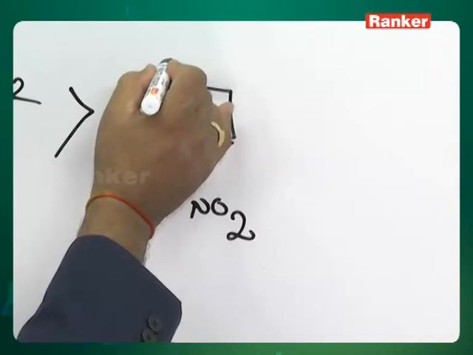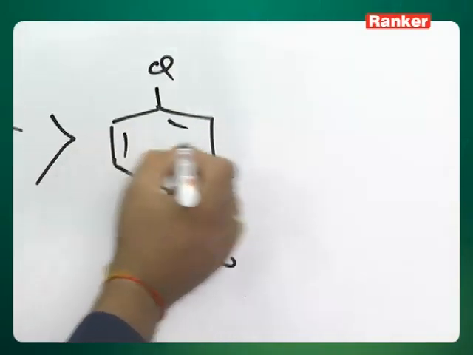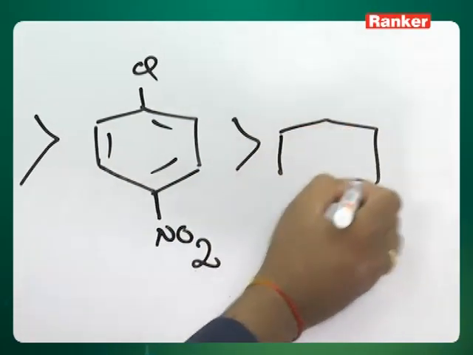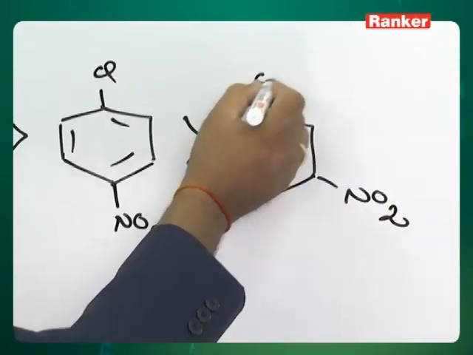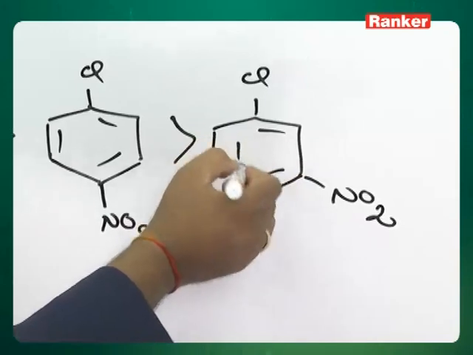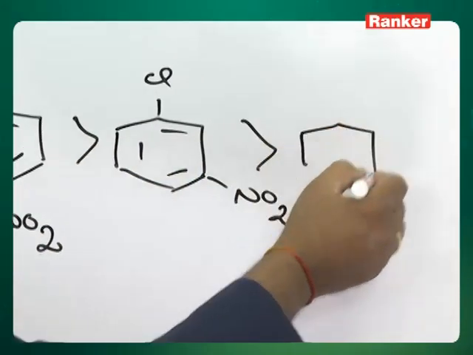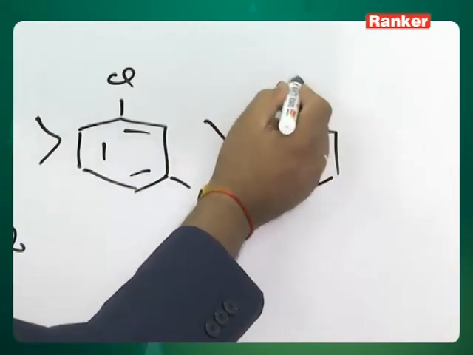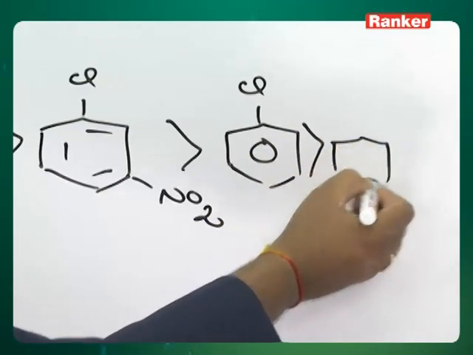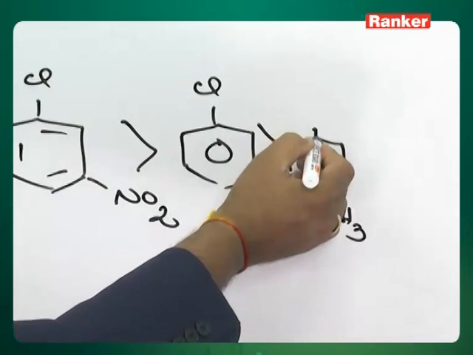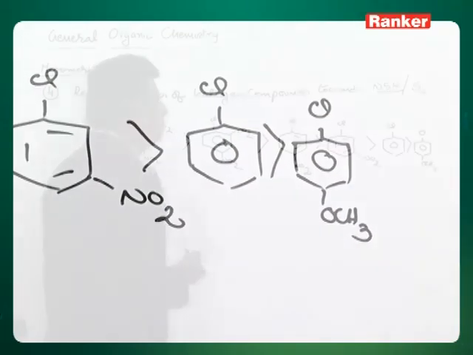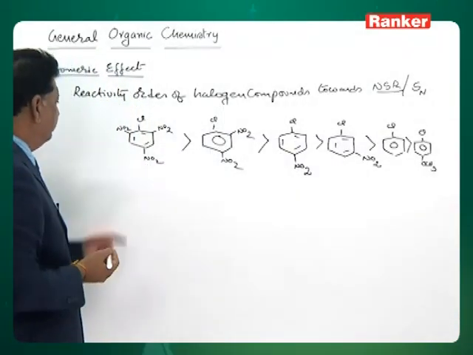A one nitro compound at ortho is better than ordinary chlorobenzene, and better than one with OCH3 or some donating group at the end. Then this order is justified.